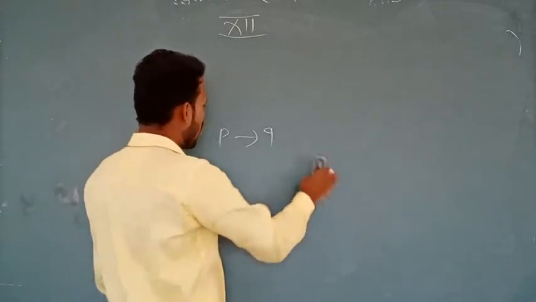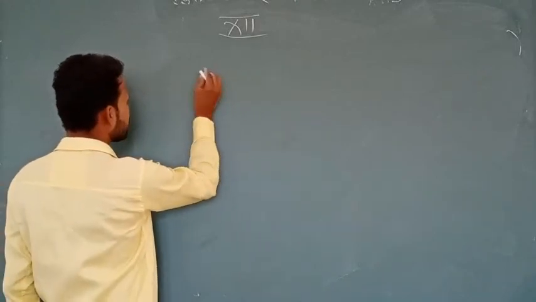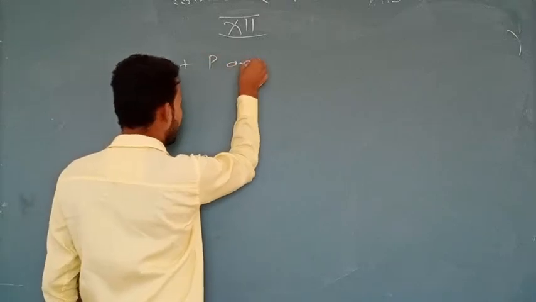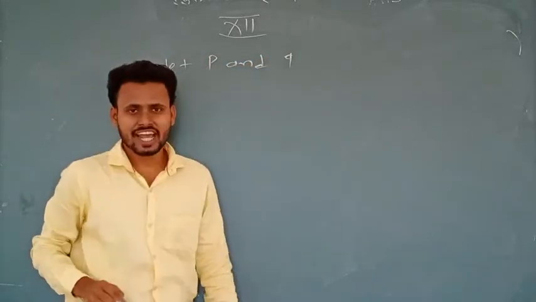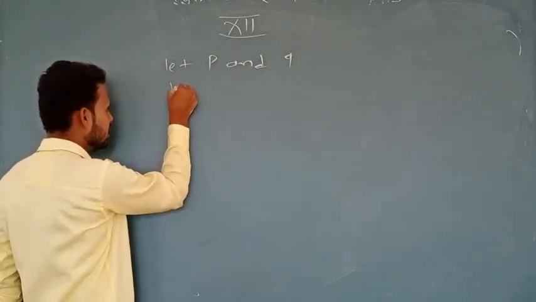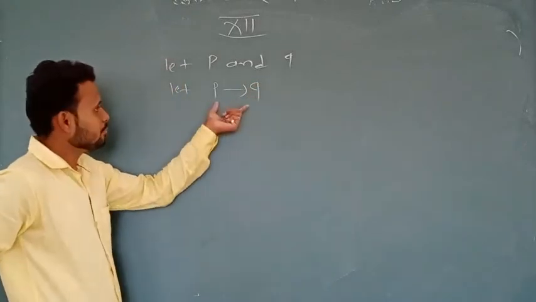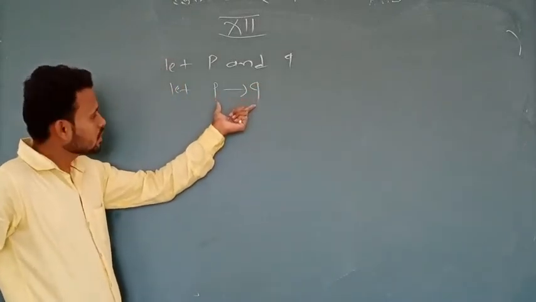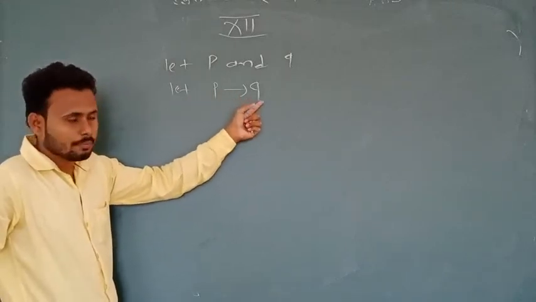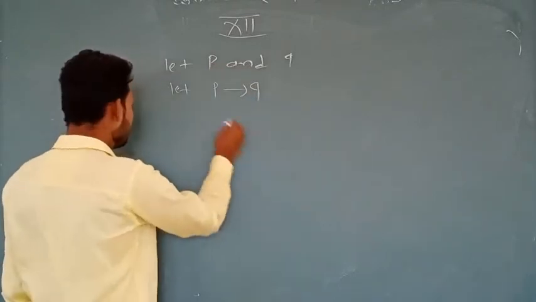Therefore, the definition of how to find converse, inverse and contrapositive. For that we need two simple statements. Let P and Q be any two simple statements, and let P implies Q be the conditional statement of the two simple statements P and Q.